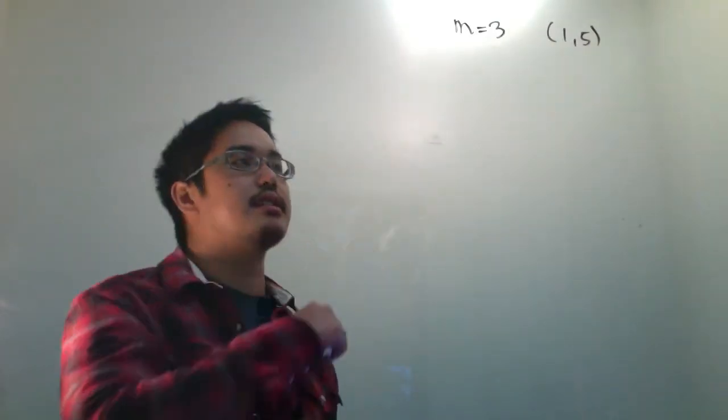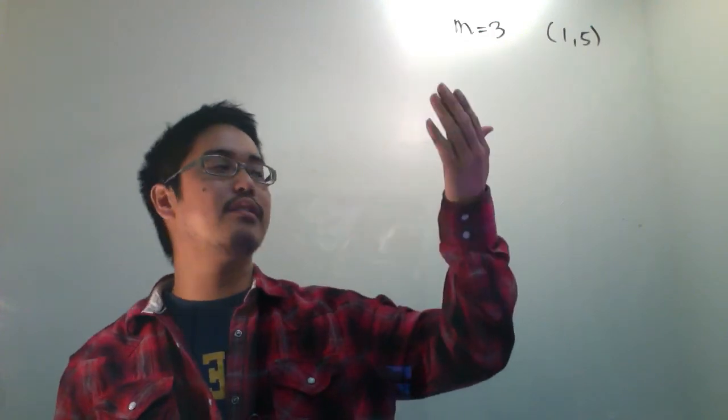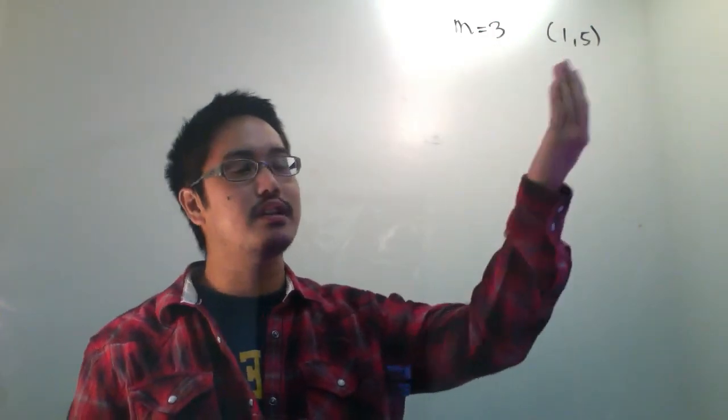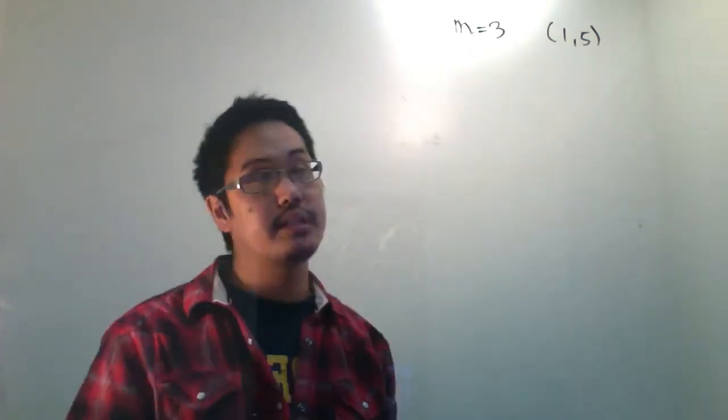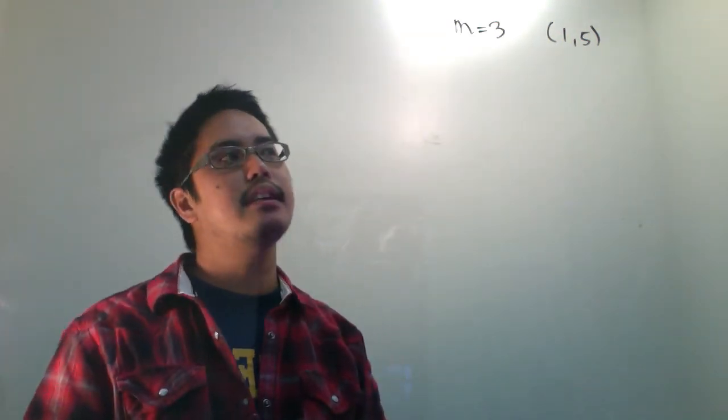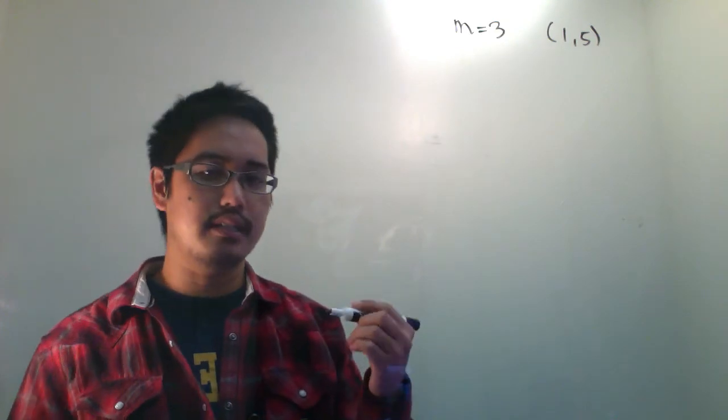I already showed you guys the technique on figuring out the y equals mx plus b form if you have a point and a slope. I'm sorry, I had that backwards: slope and then a point. I think one of the things I want to show you guys is a different formula.